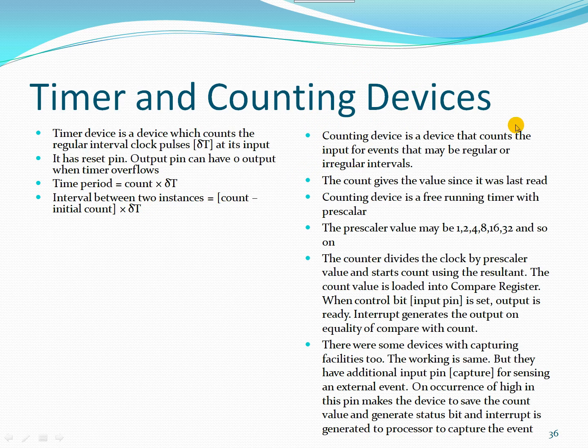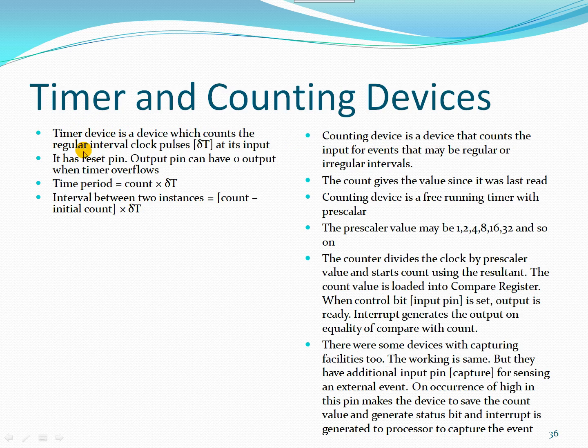So we will see what is the meaning of the counting device. A counting device is a device that counts the input for events that may be at regular or irregular intervals. That is, we may have regular or irregular intervals, and those intervals are the inputs for the event. So that can be counted by the counting devices.